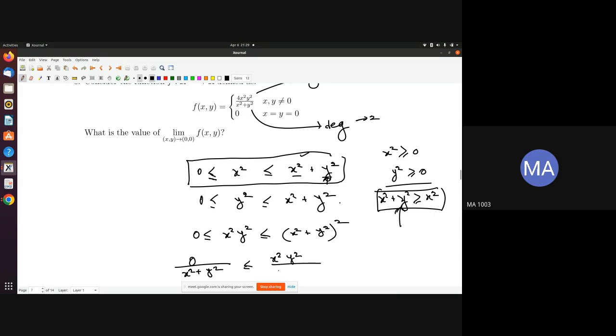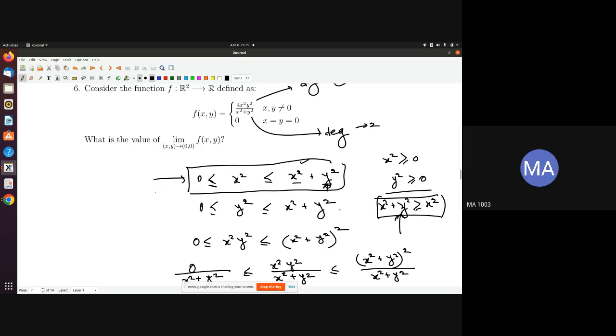Is it clear to everyone or should I explain it once more? Sir, please explain it again because I was not getting this x squared y squared. How did we get that? Which one? The first step? This one? The second one. This one is the product of the above two.